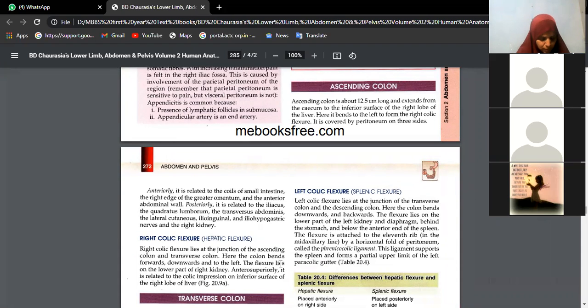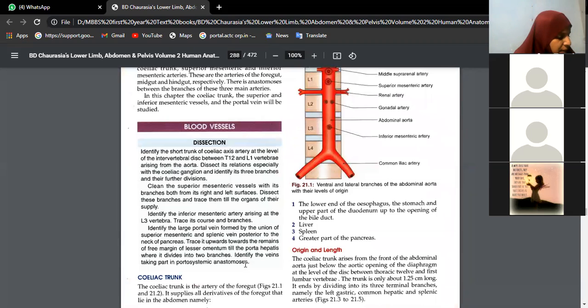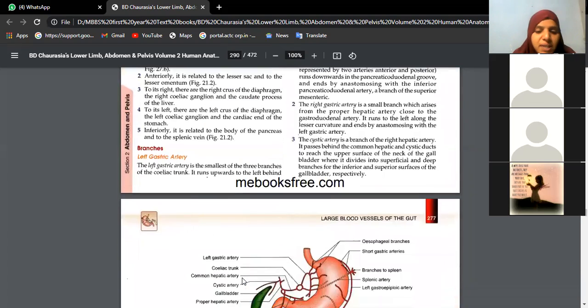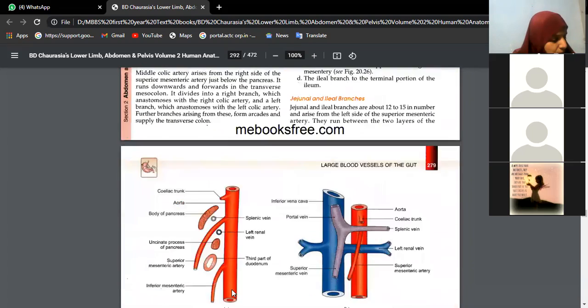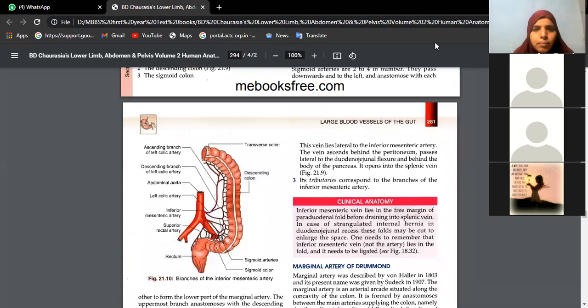Then kidney is one question. It's from abdomen. I gave you one code. If anybody remembers, I will really appreciate. Posterior relations of left kidney. In fact, relations of both the kidneys are the same only. Anybody remembers?